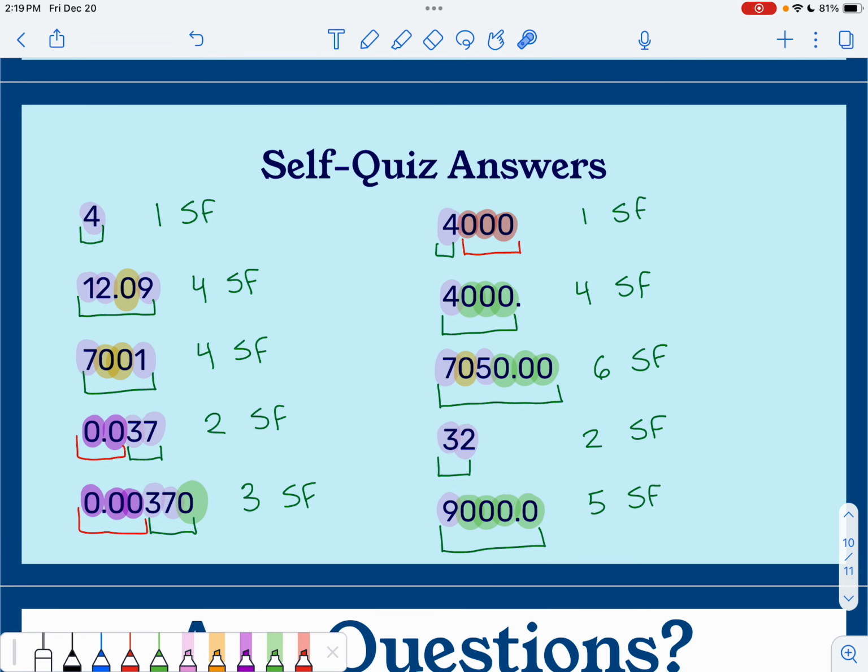These are the answers to the self-quiz. As you can see, I've color coordinated what the numbers apply to. So if you have any questions, you can go back and look at the color-coded rules and see what they apply to. The green ones mean it is significant, and red means it's not significant. So that you can figure out what all of those mean if you have any questions or got any of those wrong.